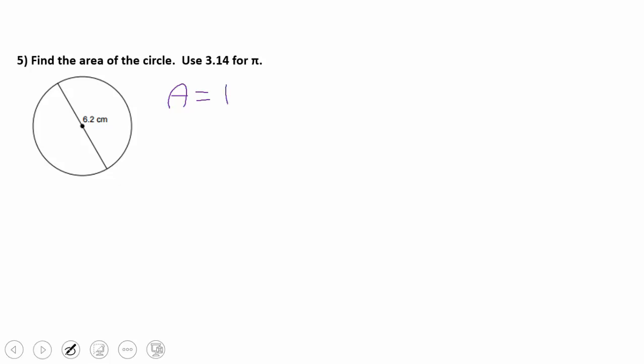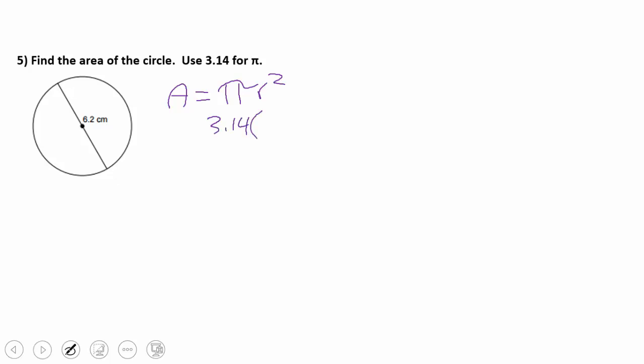And I always write down the formula. I hope you do as well. Write down the formula, because sometimes formulas can get confusing. Is that the formula for area, or is that the formula for the circumference? This one's area. So we plug in the numbers, 3.14.